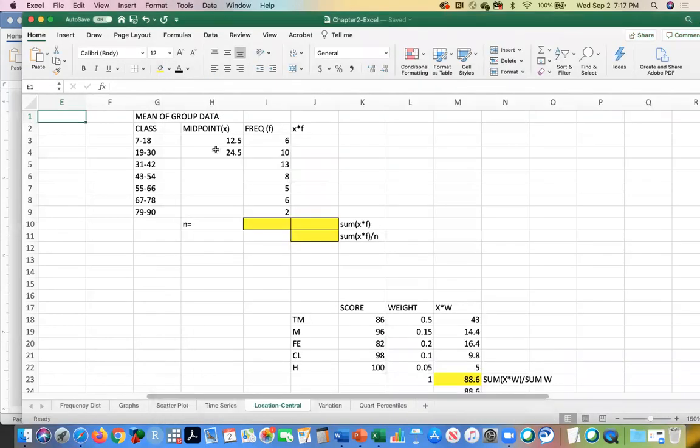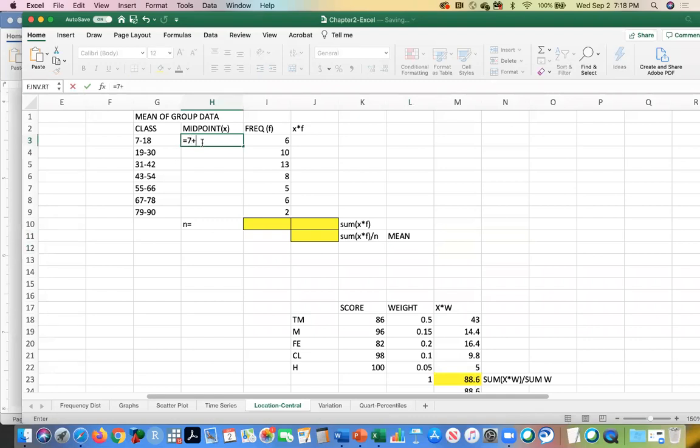So I have the frequencies. If I multiply the X times the F, I'm going to get the summatory of them, and then I am going to divide it by the sample size. So this is the mean value, right? What we're going to do is find the midpoints. Remember, midpoints are the average of these two values, right? So we are going to find the average of these two values.